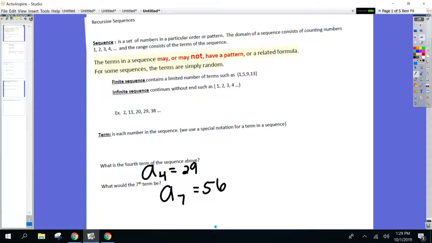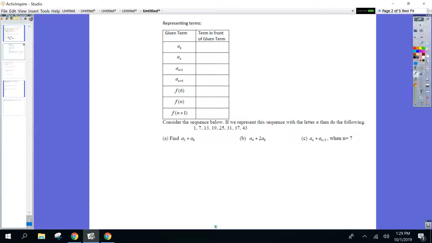Here's what I need your help with. I'm going to tell you the term we're on. I want you to teach me how to write the next term, so the term in front of it. And can you do me a favor? Can you add a third column to the left, which is the term before? I'm going to label this column the term before. This will give us a lot of practice in writing the new notation.